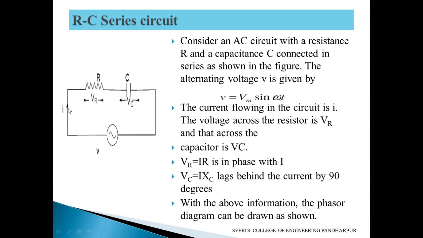Then the current is flowing here. So while writing the current formula, we have to discuss the voltage across the resistance, VR. VR equal to IR we can write down. This is resistance only, so this voltage drop across the resistance is in phase with the current I. But when we go for the voltage drop across the capacitor, VC, it is nothing but IXC, the capacitive reactance, which is the reactive component here.